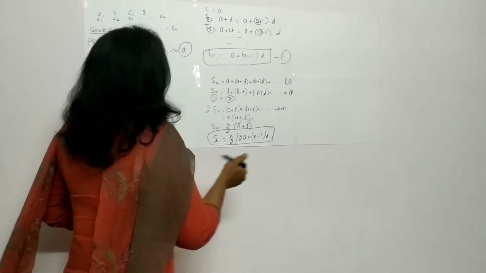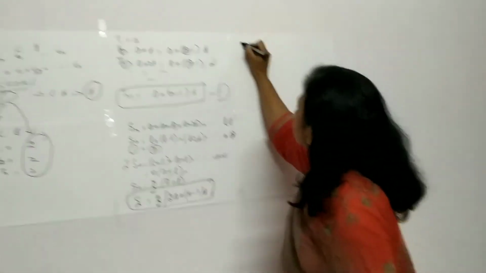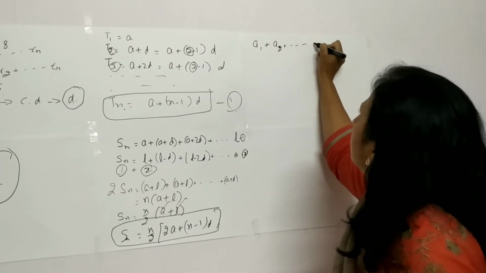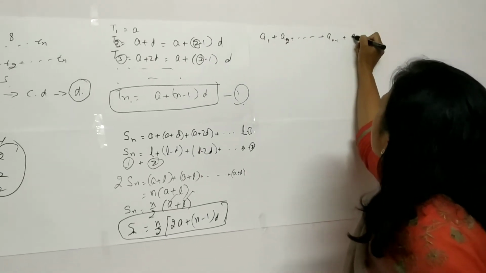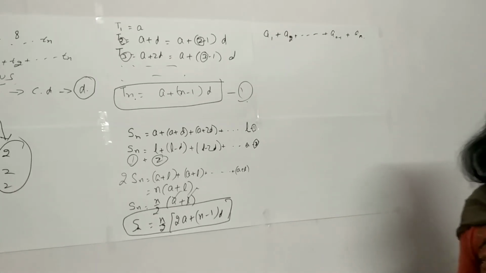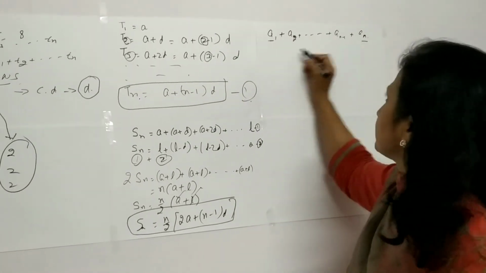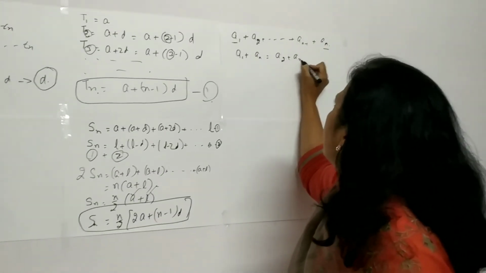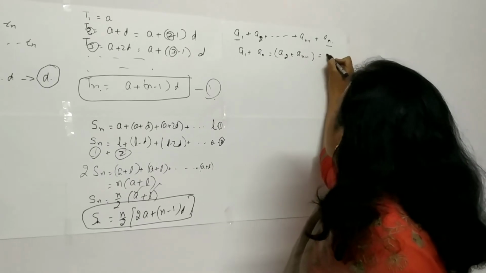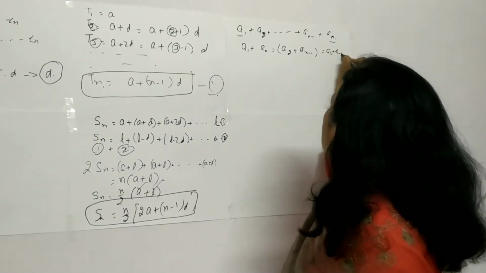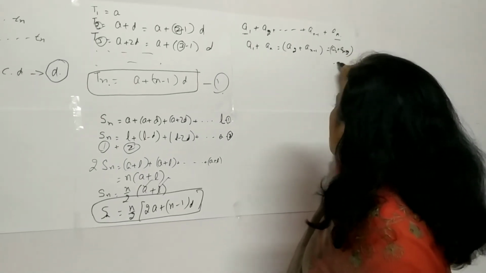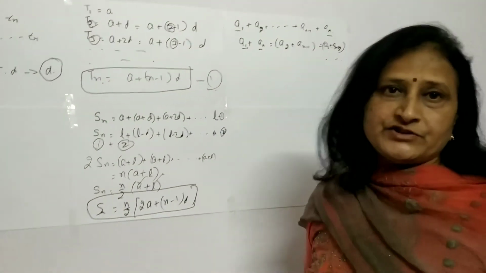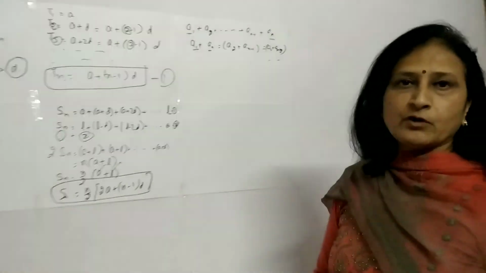What I am saying is, if the terms are A1, A2, likewise so on. Now the sum of terms equidistant from the first and the last term: A1 plus An will be equal to A2 plus An minus 1. It will be equal to A3 plus An minus 2. Likewise so on. And this will always be a constant and it is always equal to the sum of the first and the last term.